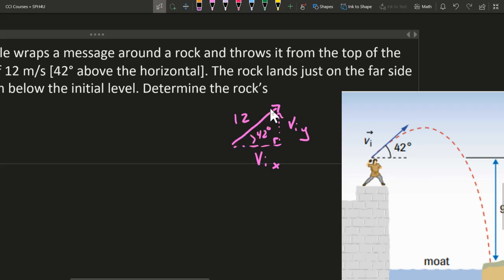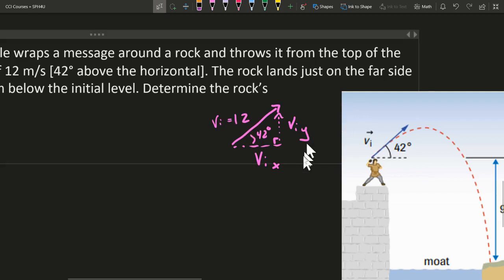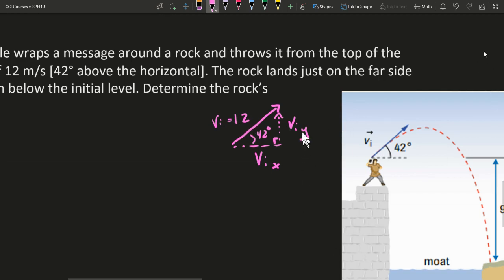My hypotenuse is 12. I've got an angle of 42 here. So this is basically an initial velocity, right? To find my initial velocity y, I'm going to set up the following. The sine of 42 is the opposite side, initial velocity y, which I don't know currently, divided by the hypotenuse, or 12. And so therefore I've discovered that my initial y velocity is 12 sine 42.